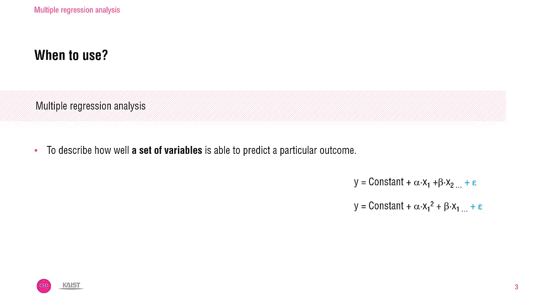So when do we need the multiple regression analysis? We use multiple regression analysis in order to describe how well a set of variables is able to predict a particular outcome. A set of variables means more than one variable.